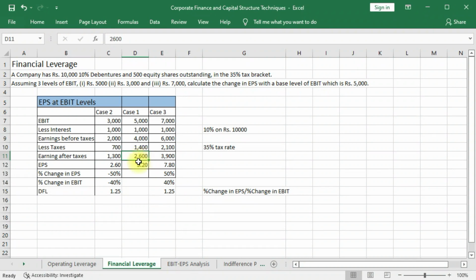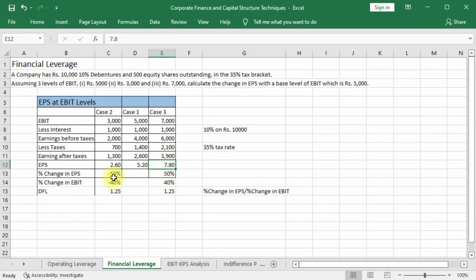What is the earnings per share? There are 500 equity shares. So 2,600 is the earnings after taxes, which has to be divided by 500 to get 5.20 as the earnings per share. That is for case 1 where the EBIT is 5,000. Similarly, for case 2, when the EBIT is 3,000, the earnings per share is 2.60. And for case 3, it is 7.80.